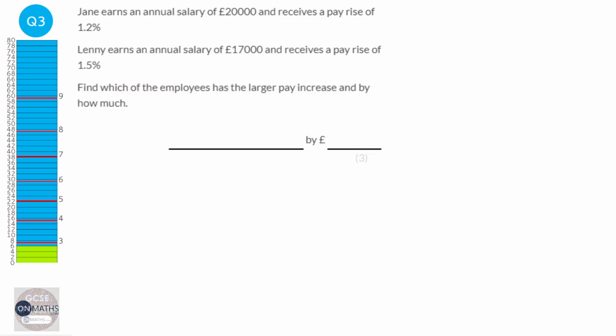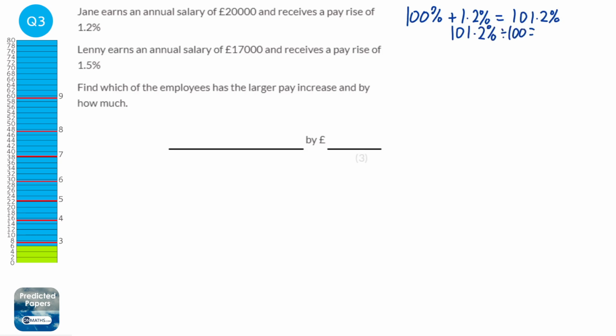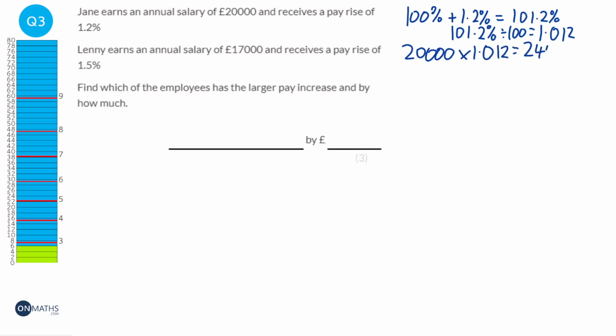So firstly, we're going to work out what the percentage increases are as a multiplier. So we start off with 100%. Jane has a 1.2% pay rise. And so that would be 101.2%, and we divide that by 100 to make it a multiplier. So the multiplier is 1.012, so we get the 20,000 times it by 1.012, and that gives us 20,240.